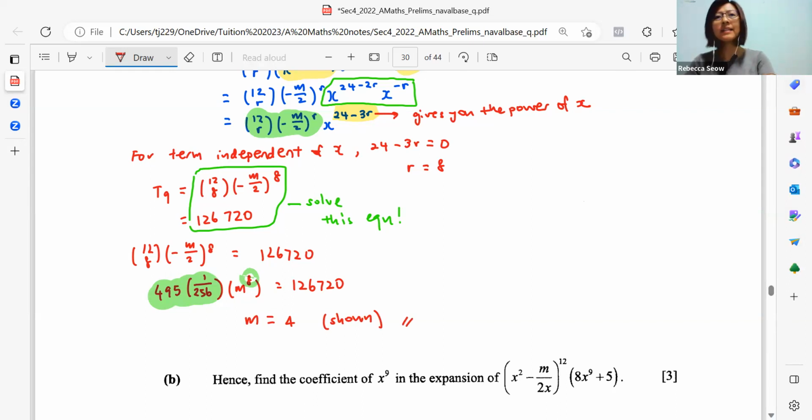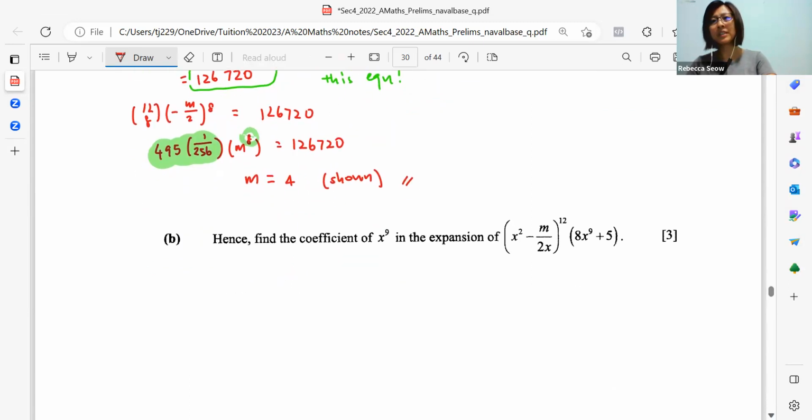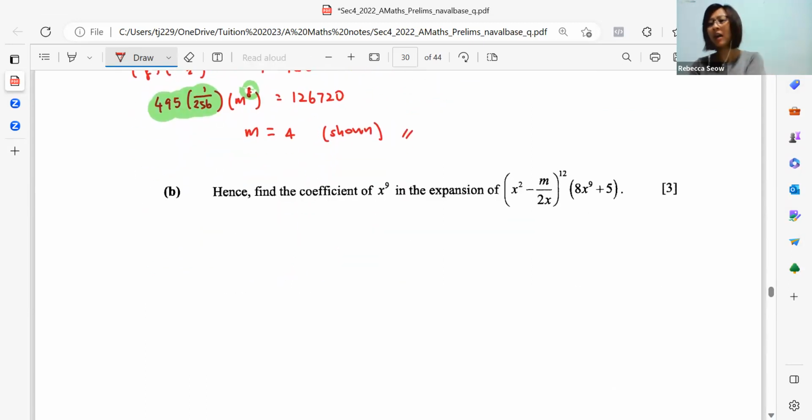Following that, hence find the coefficient of x to the power of 9 in the expansion of this entire product of these two expressions. How do we do that? It's not as straightforward as we thought it would be. So the question is, are we going to expand each and every term of the first part, x squared minus m over 2x to the power of 12? Not really, because if we do so, I don't think it justifies the 3 marks.